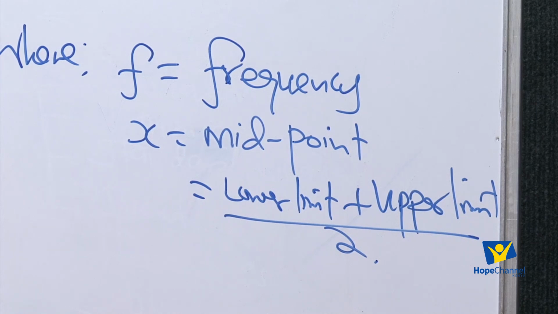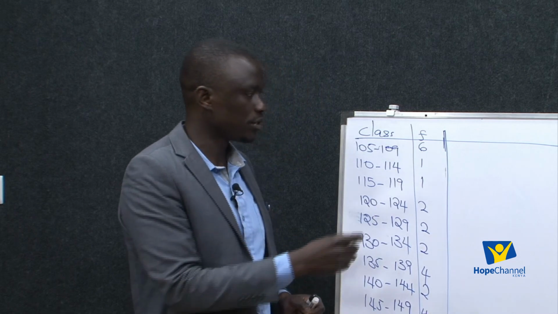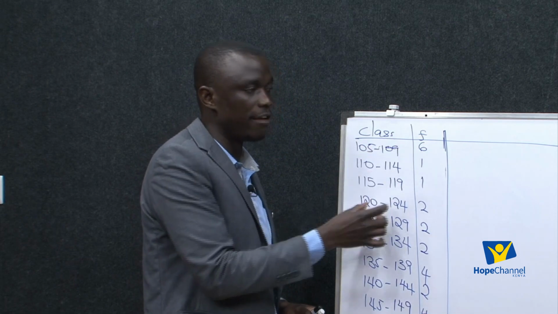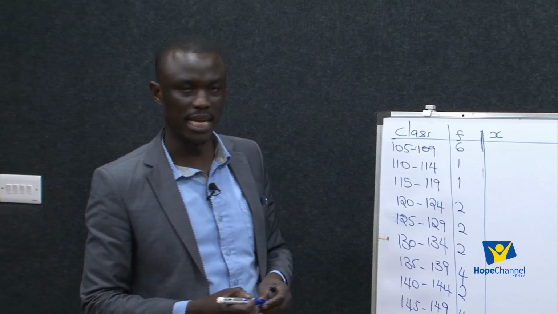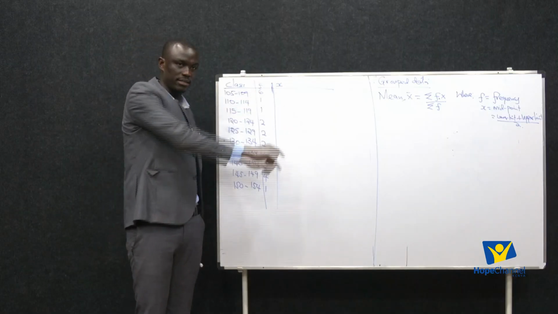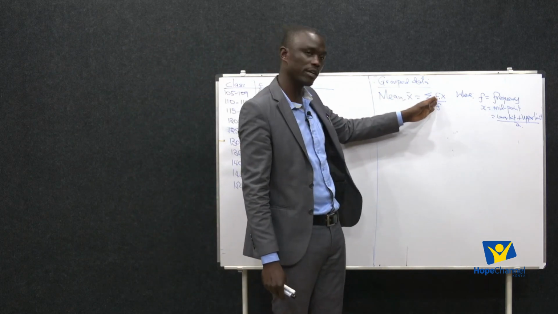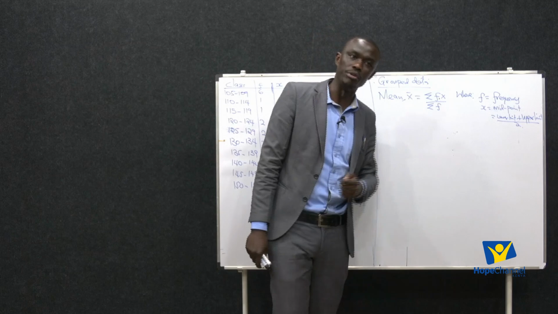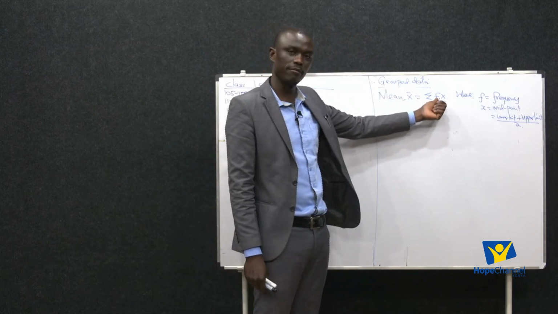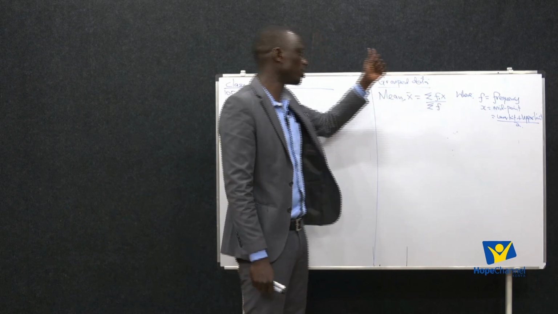So we have x, so we need to get the midpoint of each and every class. That leads us to a different column that we are going to introduce for this data, a column called x. Because we said in order to get the mean, we need to take the frequency and multiply by the midpoint. Once we have multiplied the frequency by the midpoint, we are going to sum. We are going to add everything.